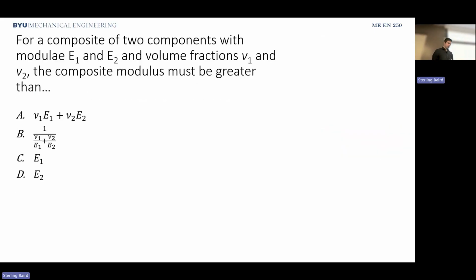All right, this one fairly critical, I would say. Okay, we've got a composite of two components. E1, E2 are the moduli. We have volume fractions nu sub 1 and nu sub 2, which look like these. The composite modulus must be greater than which of these quantities?